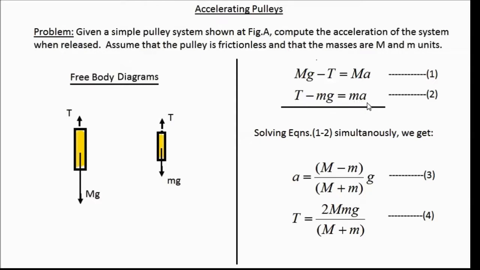And because of the requirement that the two masses are connected by a rope and the rope is passing over a frictionless pulley, the acceleration is the same for both these masses. Now, when equations 1 and 2 are solved simultaneously, we have acceleration is (M minus m) by (M plus m) times g, and the tension is 2Mmg by (M plus m).